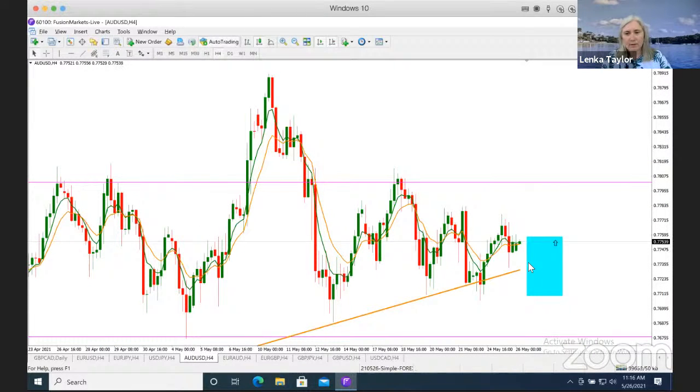So let's see what happens with the price action. It would really need to be hugging this channel line. I would be looking for a long, and some of the profit targets to be below that horizontal.